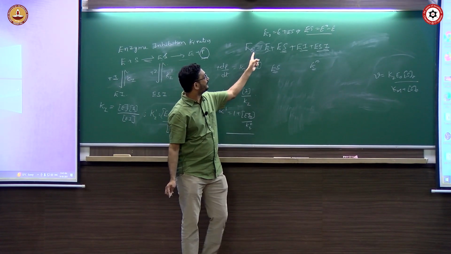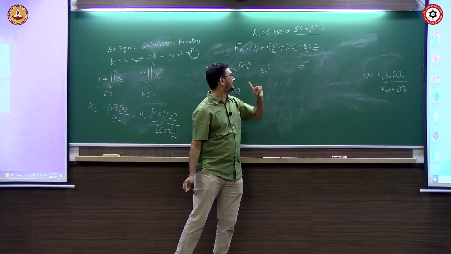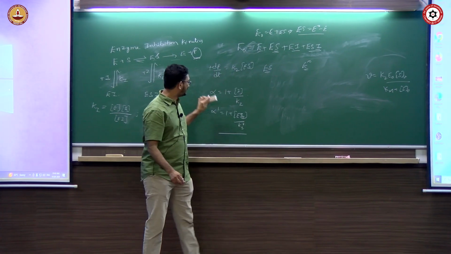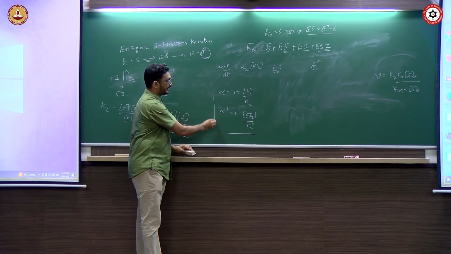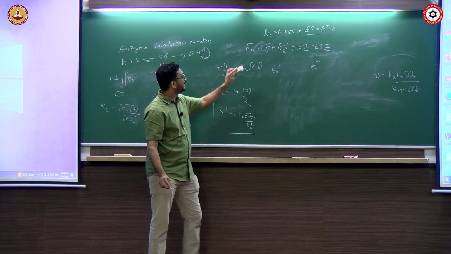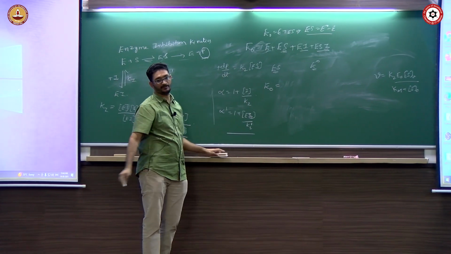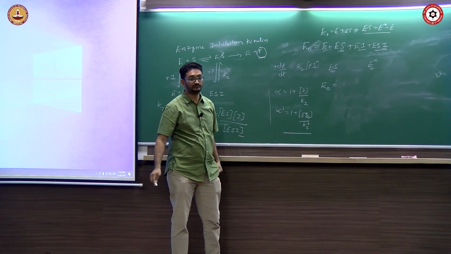Now for that I have taken that E0 is equal to E plus Es plus Ei plus Esi, right? Now using these two definitions, alpha is equal to 1 plus I by Ki and alpha prime is equal to 1 plus I by Ki prime, can you write E0 in terms of alpha and alpha prime? That is the question.